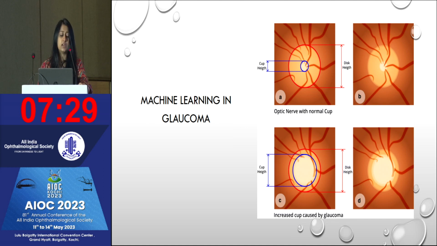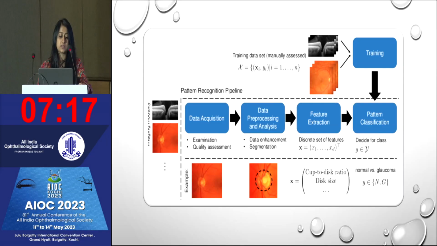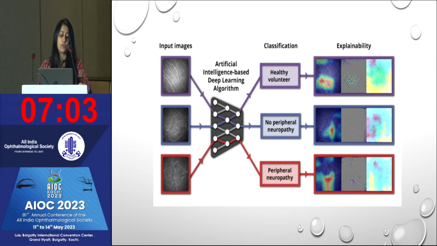So this is major screening that we are looking at. And also the error correction can be done by AI. So the noisy OCT imaging can be denoised, and we can filter out the artifacts that can be seen. So as I have explained earlier, the data acquisition, the data processing and analysis can be done along with feature extraction, followed by the pattern classification, and then the decision about whether it is normal or glaucomatous.